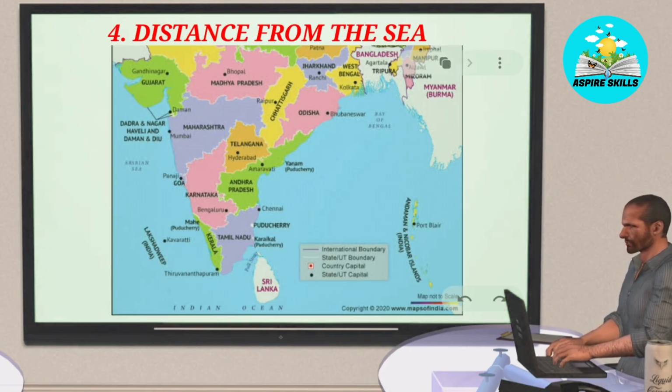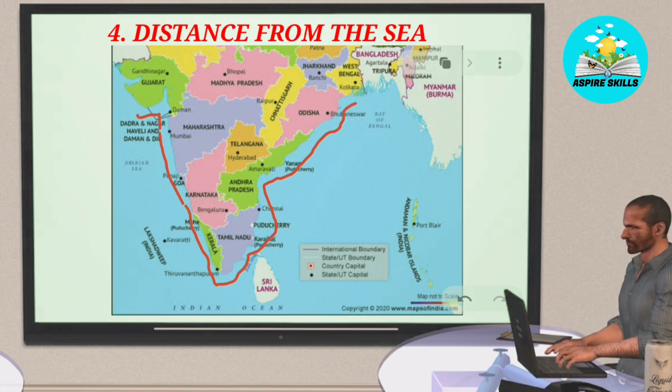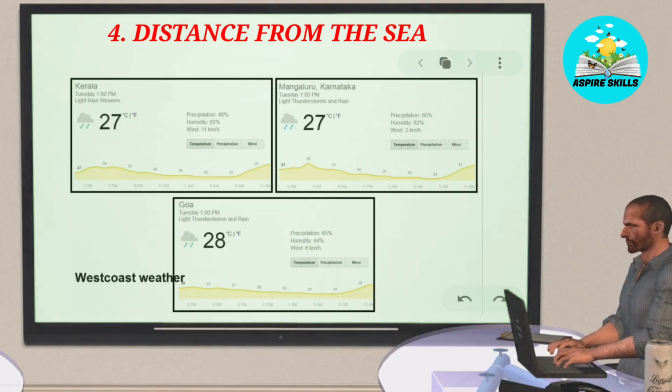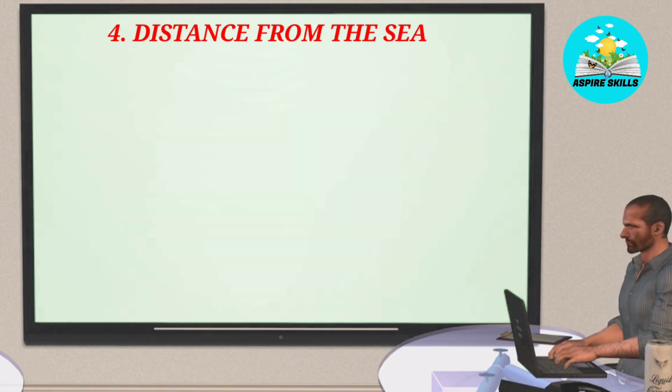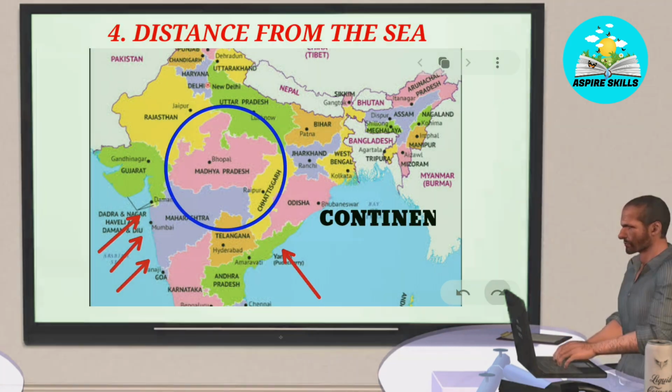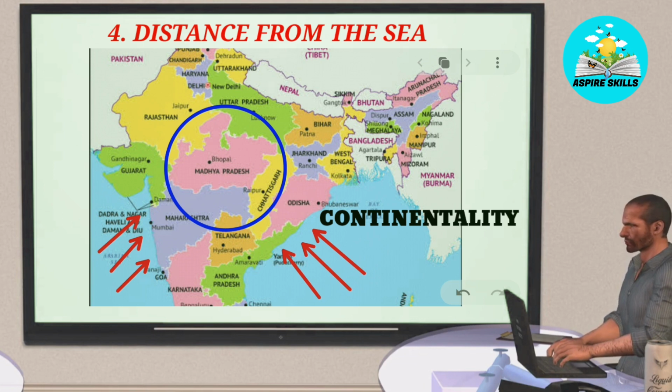The fourth factor is the distance from the sea. Now, if you are residing towards the coastal areas, you can notice that there is hardly any change in the weather conditions. I mean, you will be constantly facing the wind from the sea, so there isn't much change in the weather conditions. But as you move away from the coastal areas towards the central part of the landmass, you will start to witness extreme weather changes like very hot during the summer and very cold during the winter. This condition is known as continentality.